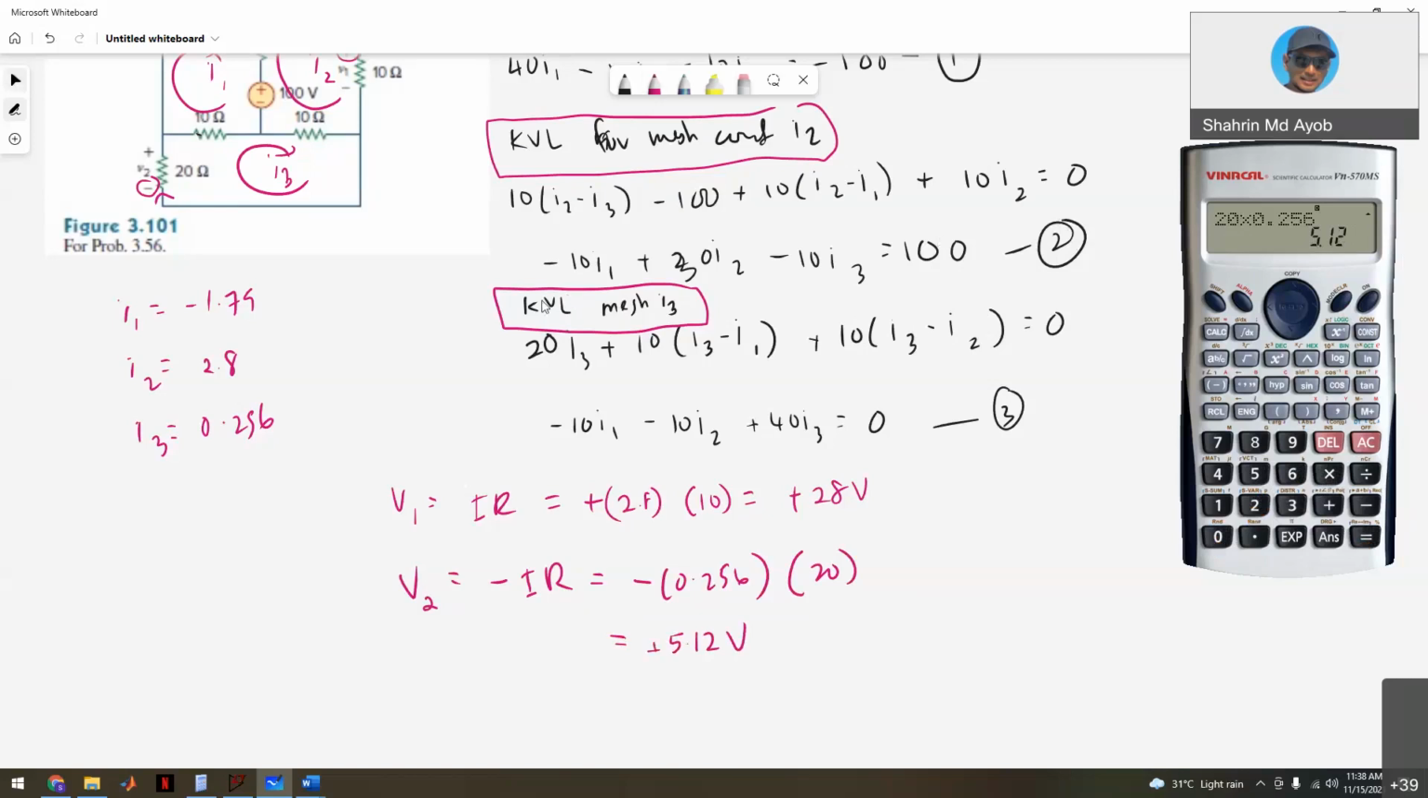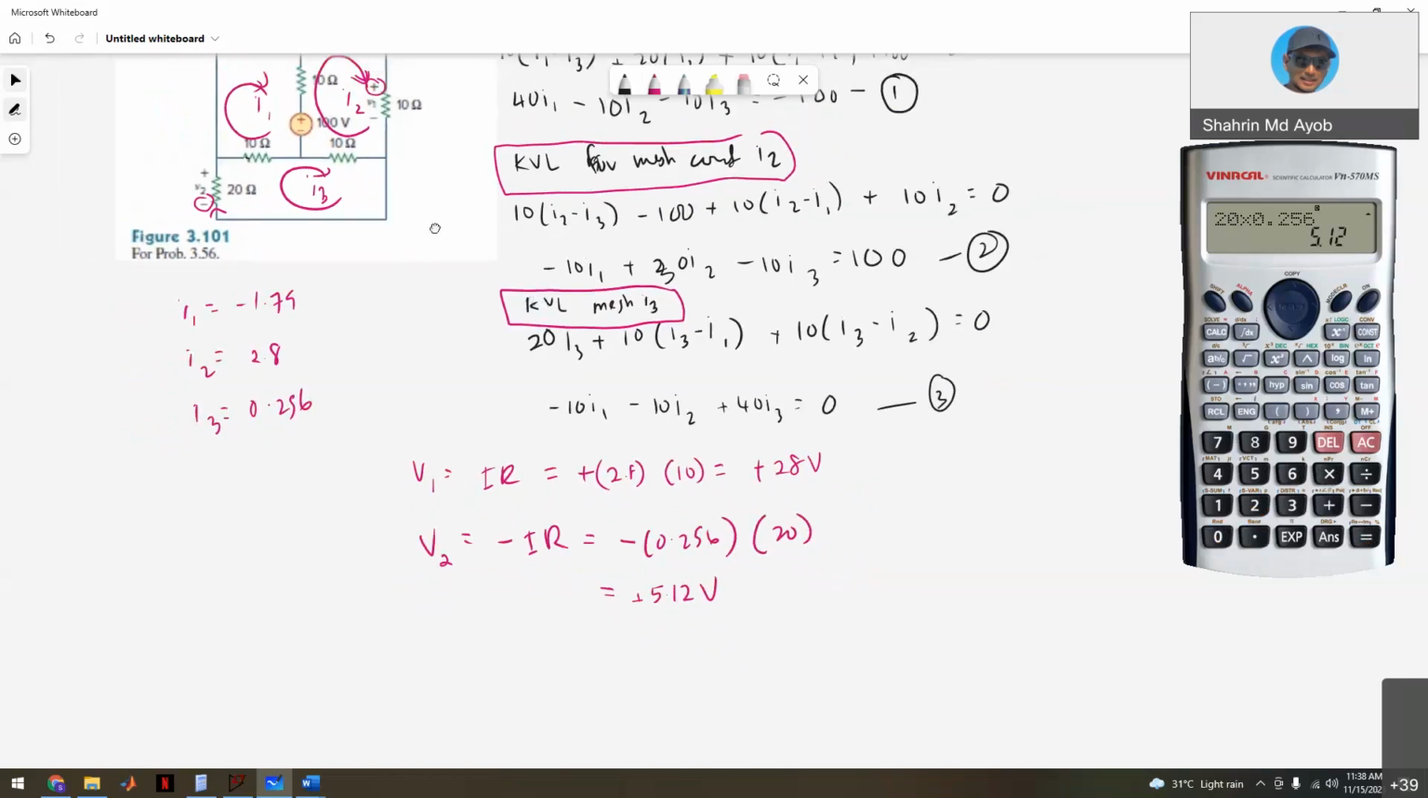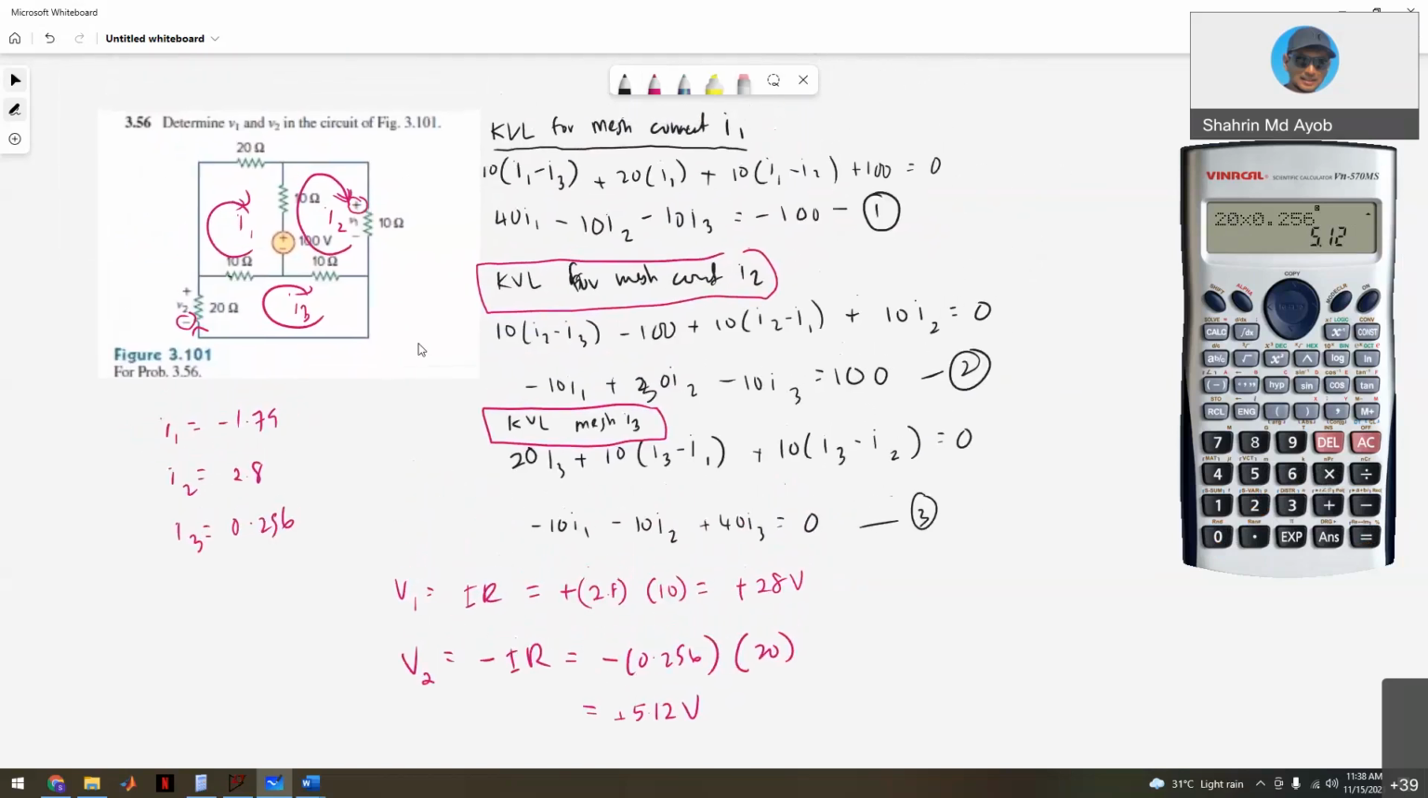Okay, so that's why I said you need to be consistent. If you assume clockwise, please stick to the clockwise direction. Okay, and then to obtain the voltage, based on your assumption, if the current is entering the positive terminal, you have positive. And for example like this, your current I3 is entering the negative terminal, so you will obtain it like this.